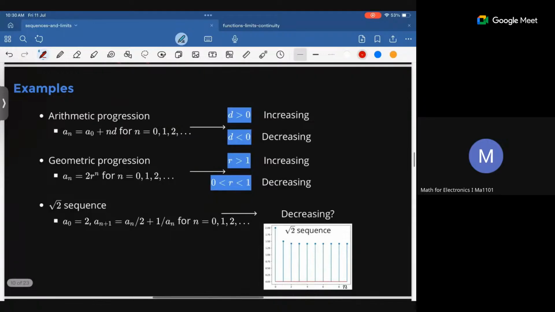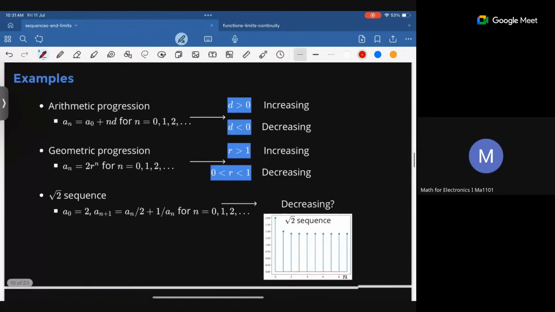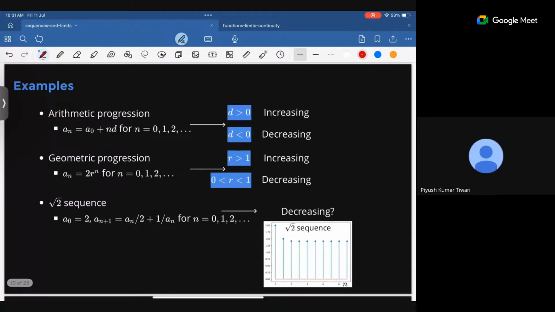So here again, these are the examples with respect to recursive relation. Okay. Any doubts, sir, so far?